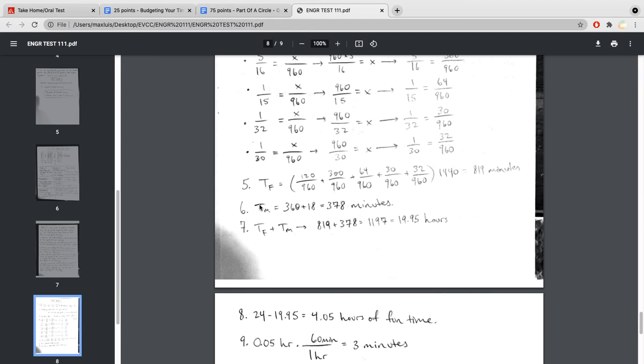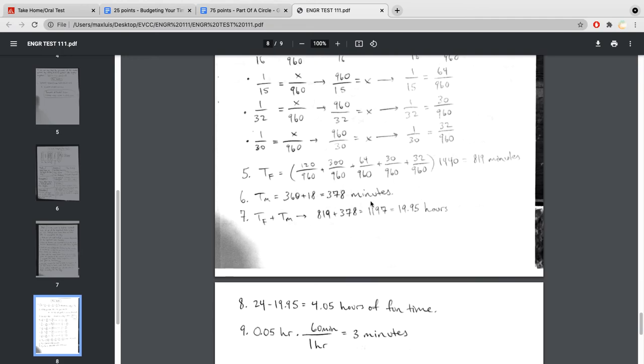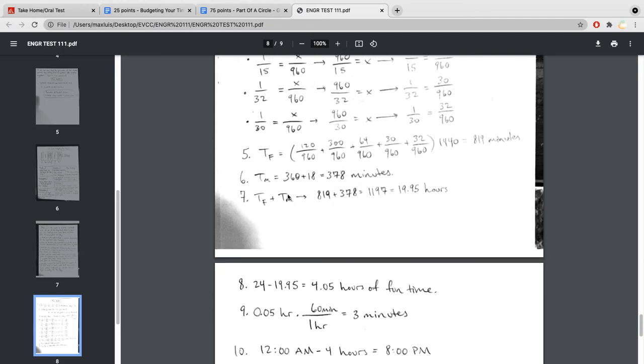And then right here we have the time it takes to complete the tasks where the minute/hour times were already given. So we have sleeping right here, which is 360 minutes. And then we have preparation, which is 18 minutes, so we get 378 minutes. We add these together, which is basically combining all the tasks now that we have all their time in minutes. And we get it takes 1,197 minutes, or 19.95 hours, to complete all these tasks.